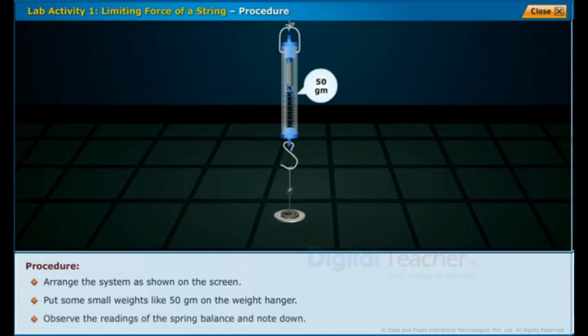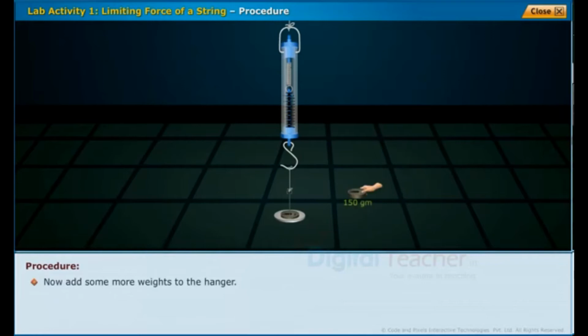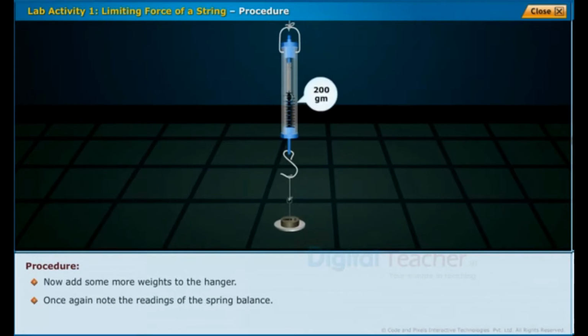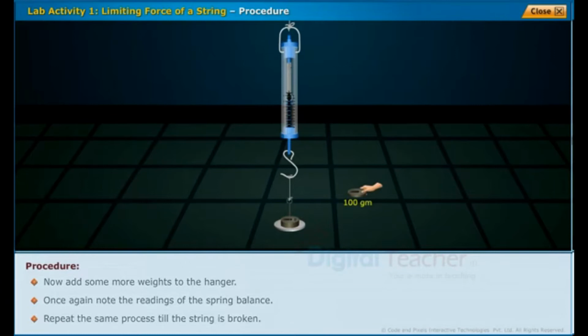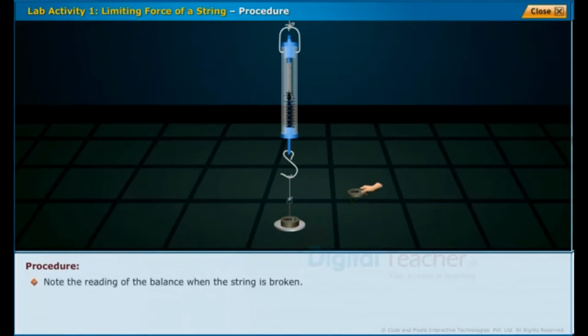Observe the readings of the spring balance and note down. Now, add some more weights to the hanger. Once again, note the readings of the spring balance. Repeat the same process till the string is broken. Note the reading of the balance when the string is broken.